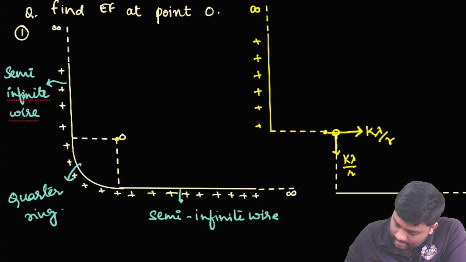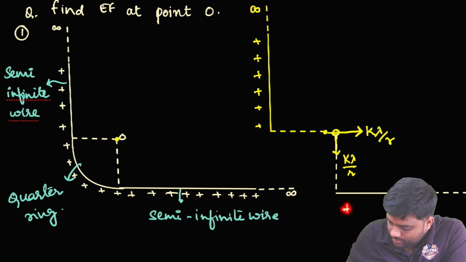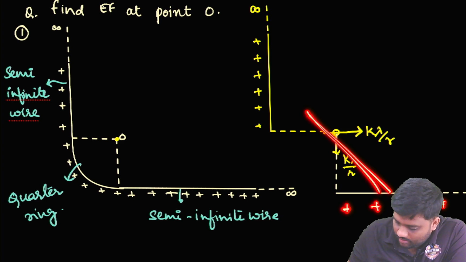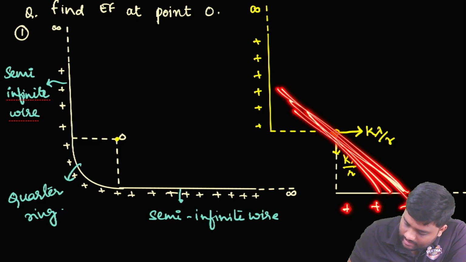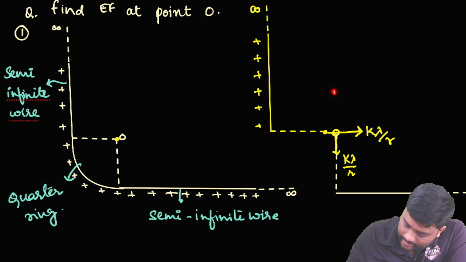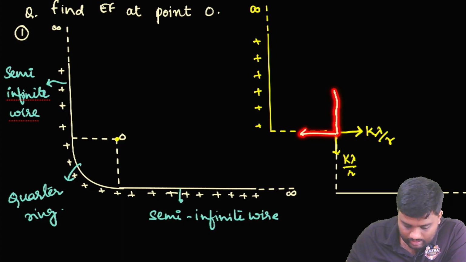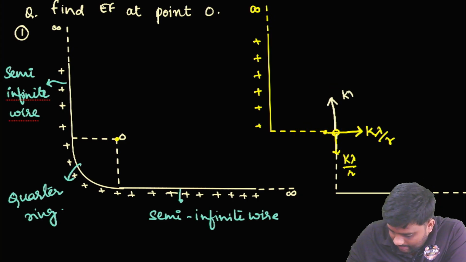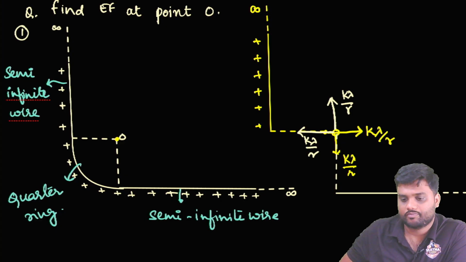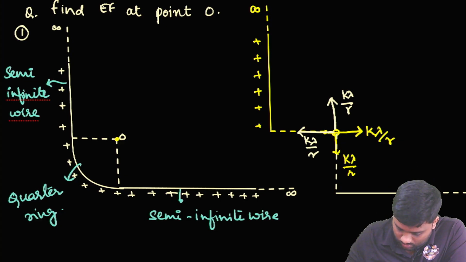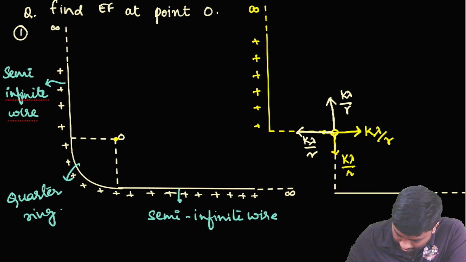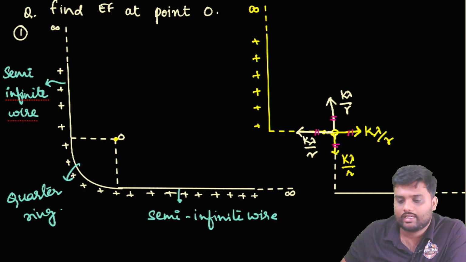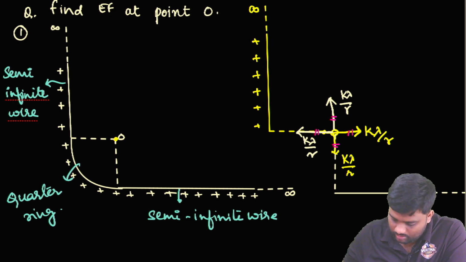This is a positive charge, so all the force will go in this direction. That means you will get electric field in this direction, meanwhile electric field in this direction. This is k lambda by r, this is k lambda by r. Right now you are having k lambda by r, k lambda by r, all will get cancelled because equal and opposite.